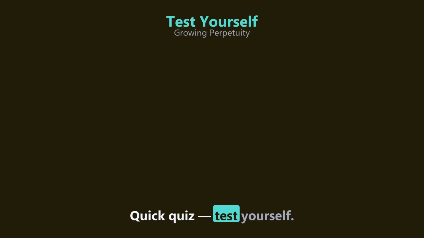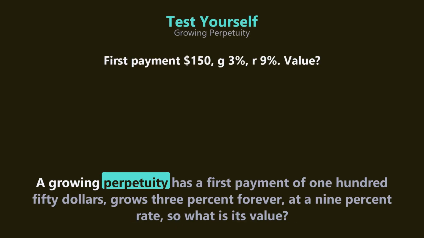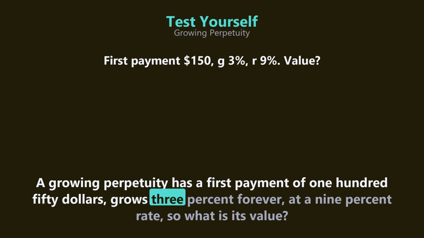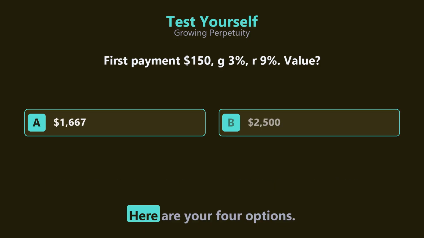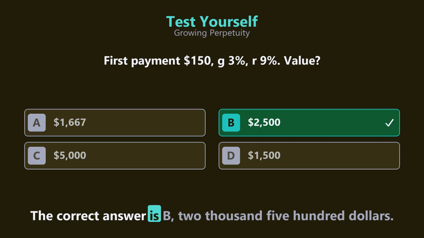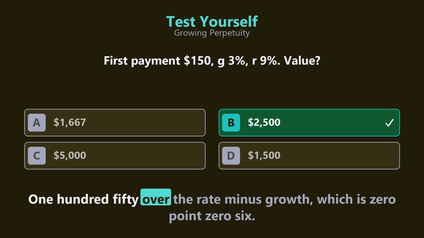Quick quiz, test yourself. A growing perpetuity has a first payment of $150, grows 3% forever, at a 9% rate, so what is its value? Here are your 4 options. Pause the video and solve it now. The correct answer is B, $2,500. 150 over the rate minus growth, which is 0.06.